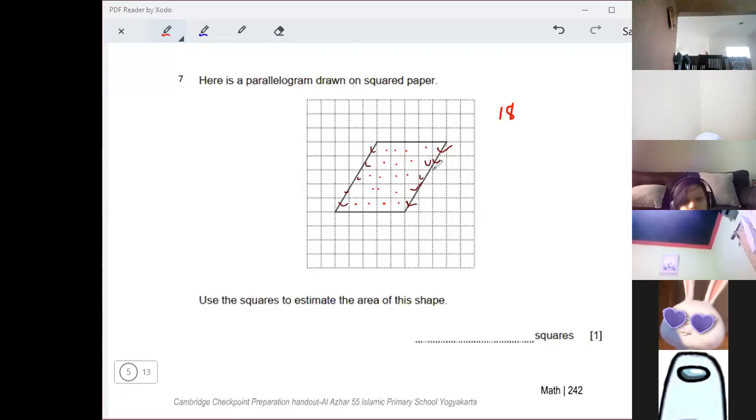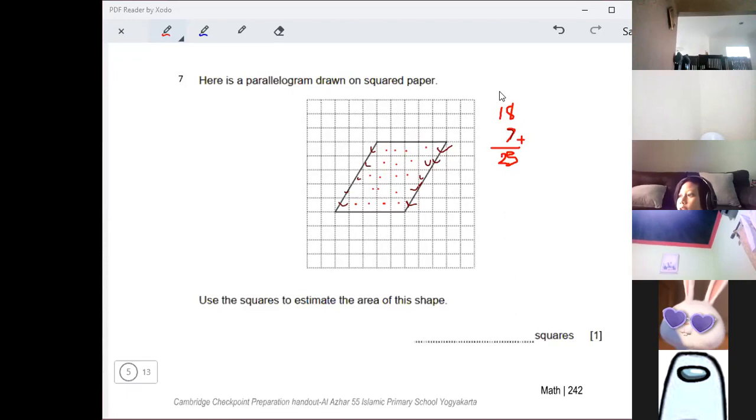Tadi berapa? 6 ya harusnya. 6 plus 1, 7. Is it like this? Class? Yes. Is it like this?